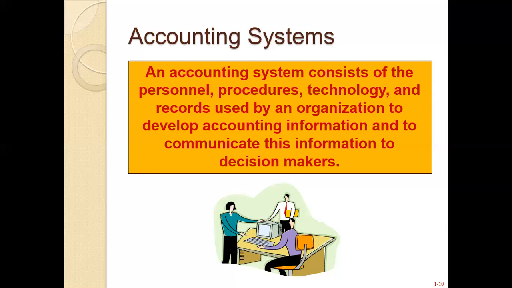Fine. Accounting information will be developed with the help of personnel, the different procedures they adopt, and some technological tools, and all these things help record the business transactions, and a business will be able to produce the accounting information. And when accounting information is produced, then it can easily be communicated to the decision maker. Okay, that is the first thing: how the accounting system is going to be produced.